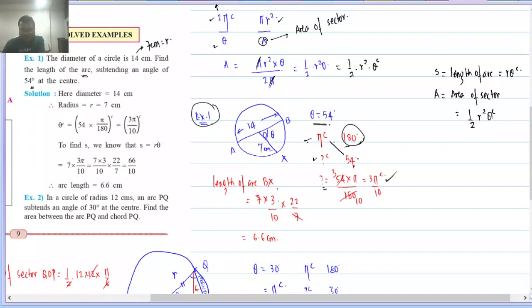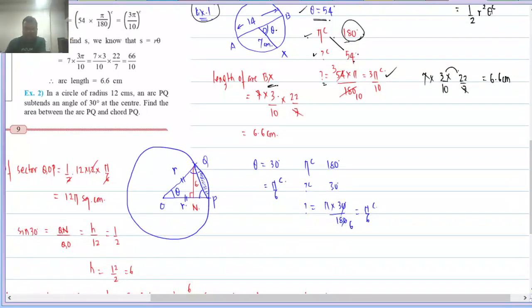So what will be the length of the arc? It is the arc which is subtending an angle theta, where theta is 54 degrees at the center. So length of arc is r theta, where theta is measured in radians. What is r? 7. What is theta? 3 by 10 pi. So 7 gets cancelled. 66 upon 10. Answer is 6.6 centimeters. Okay. Fine. Let's look at the next question.